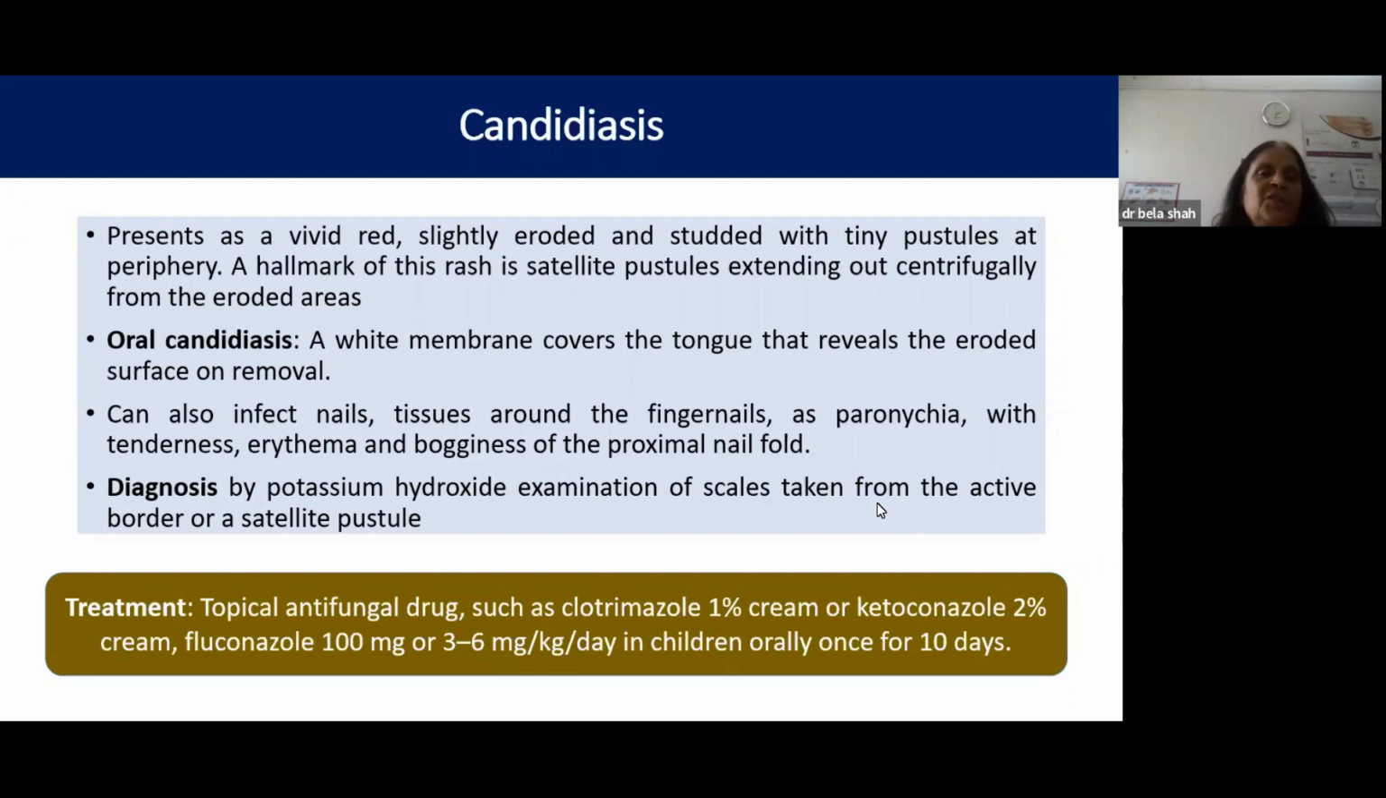So patients can have Candida intertrigo, wherein we will find fiery red erythema, even erosions, and the periphery of this particular erythema is studded with pustules. And as I mentioned, the hallmark is the satellite pustules, which extend centrifugally from the eroded areas.